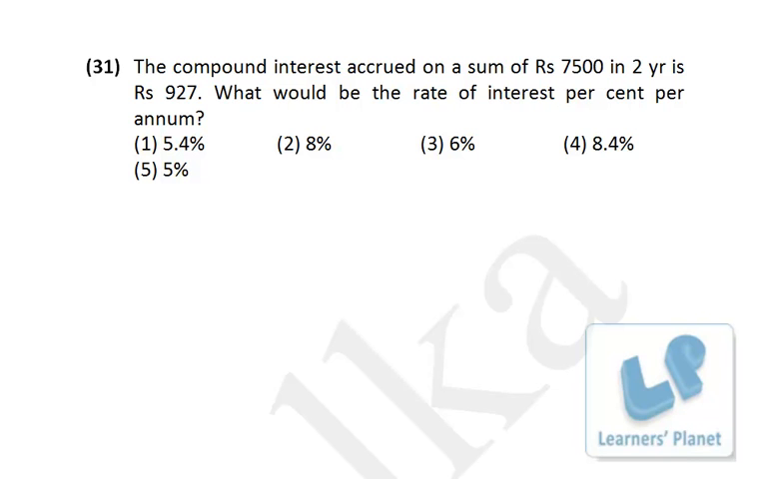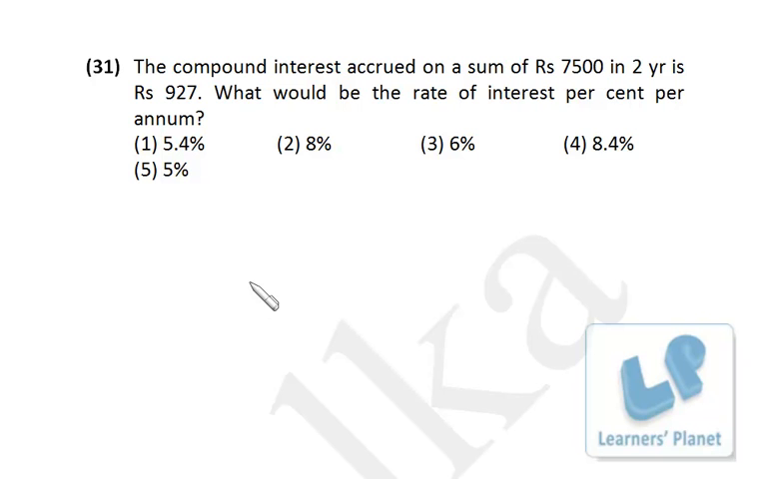The compound interest accrued on a sum of rupees 7,500 in 2 years is rupees 927. What would be the rate of interest percent per annum? See, the traditional approach you already know, so I don't have to explain that. You can use the formula and solve the problem. Here I would suggest one alternative way to solve these sorts of problems, right? See, here you can see the 5 options. They are just having a difference of maybe 1% or 0.5% or something like that, right?